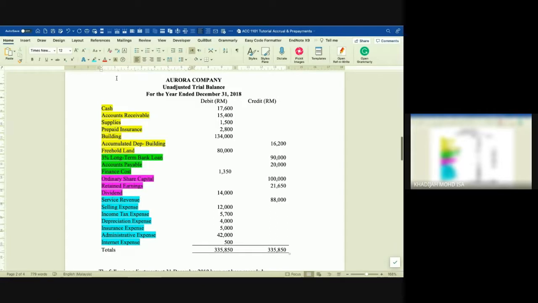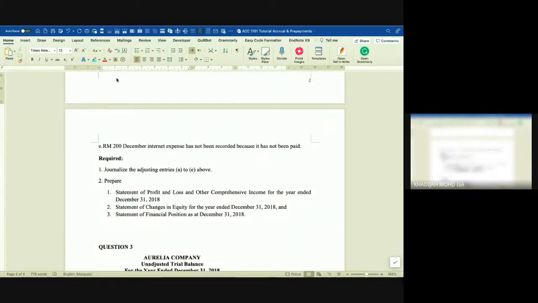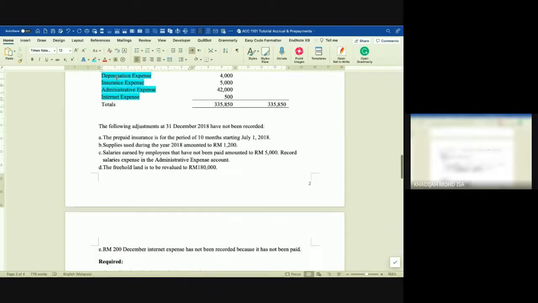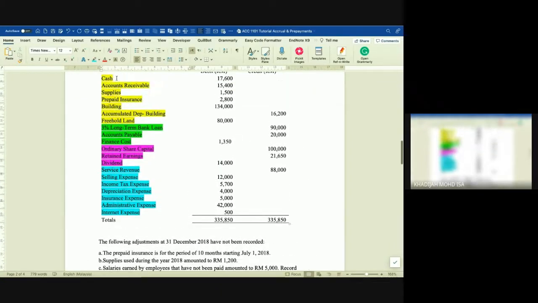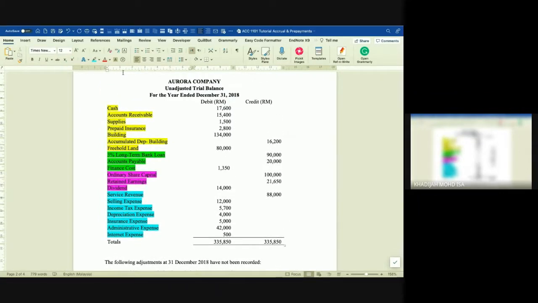And you are required at the end of the day to prepare journal entries and then to prepare the statement of profit and loss account, statement of changes in equity, and statement of financial position. So how are you going to do that? That's why I give you the words, so that you can copy and paste. So what I have done is that if I were to do this in a laptop, in an Excel, I would do something like this.